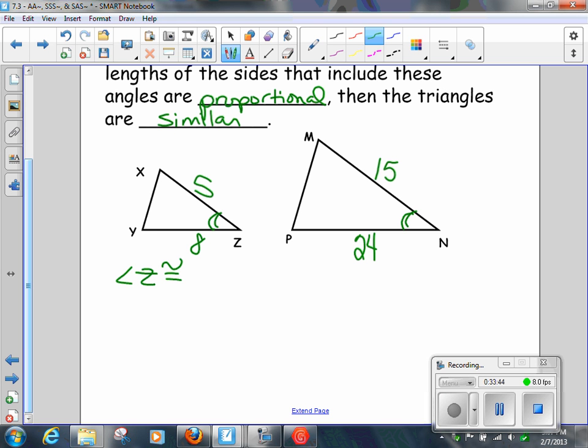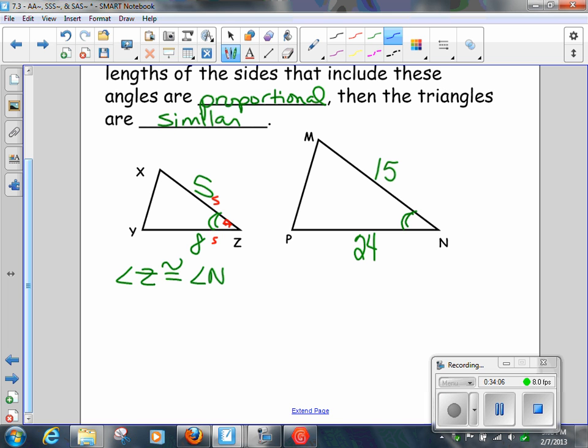angle N. Okay. Do you see how this is side angle side? Kevin, do you see side angle side? You see it? Side angle side. You see that? Everybody see that? Yeah? Now what do I have to check? I have to check this stuff. All right, see if what's proportional, Dennis.